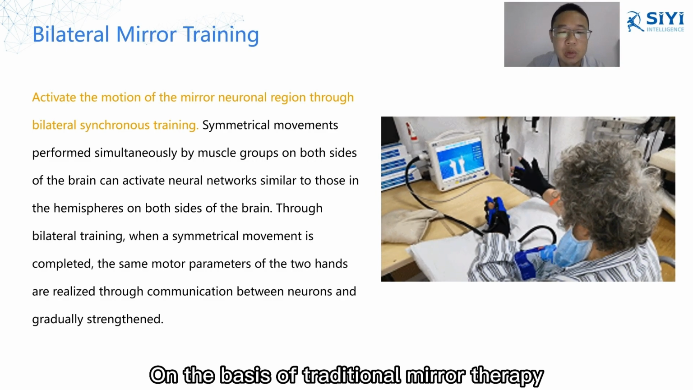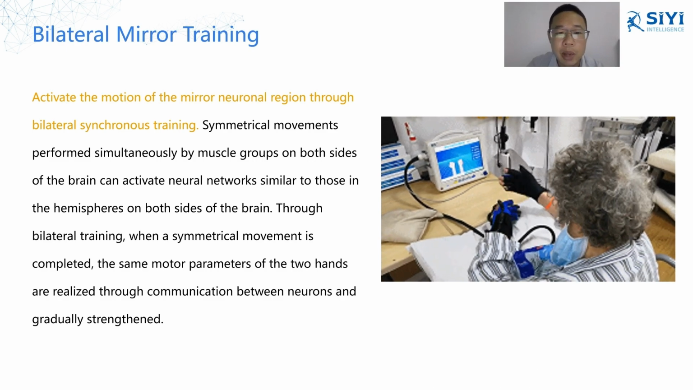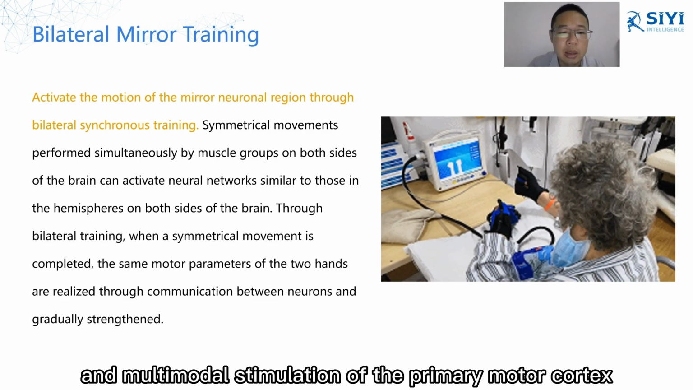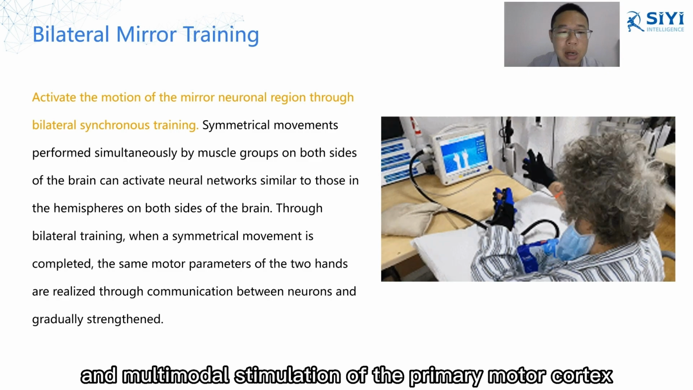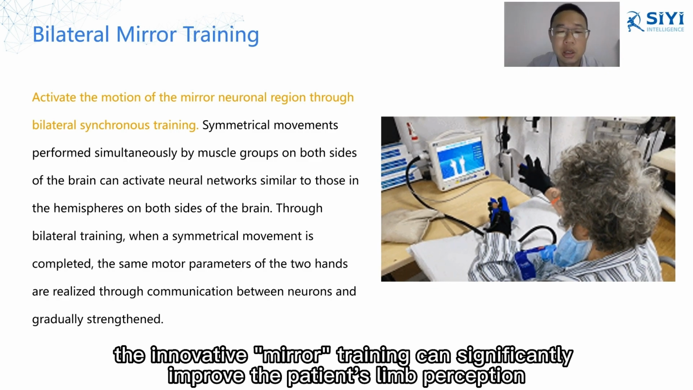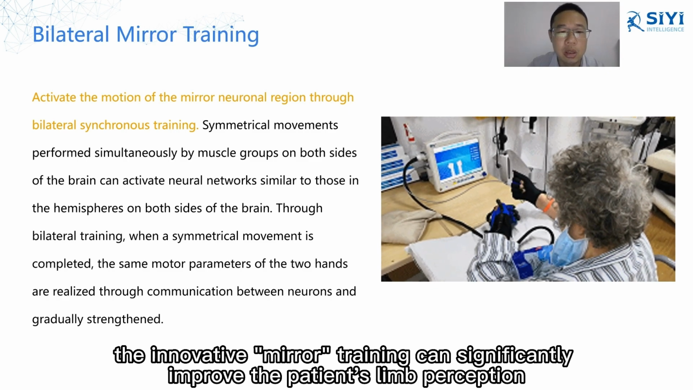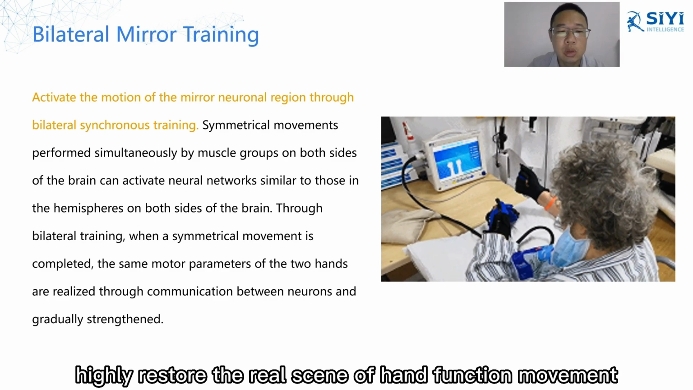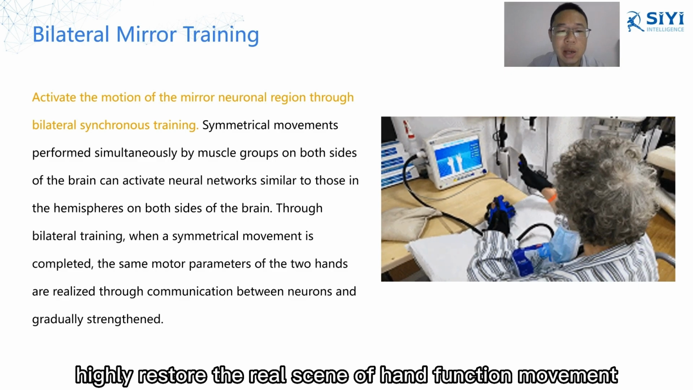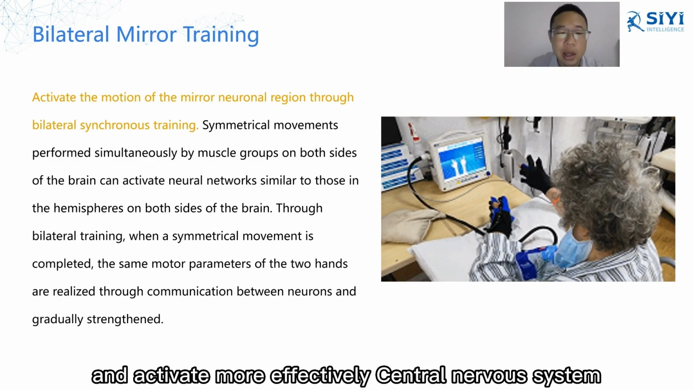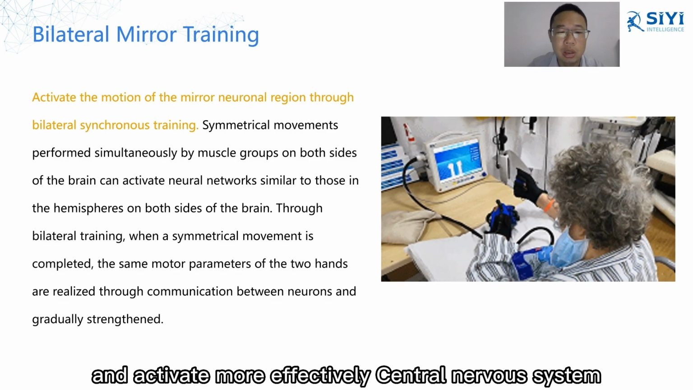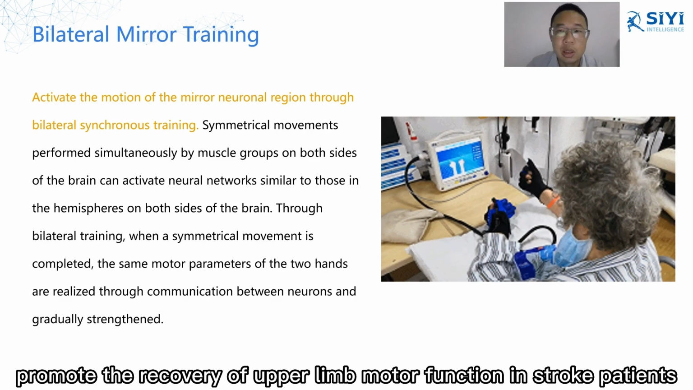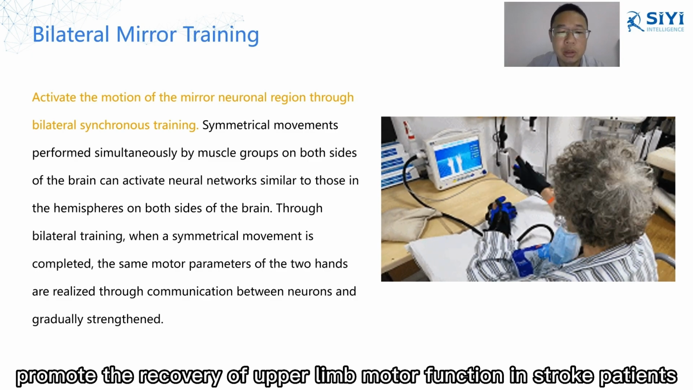On the basis of traditional mirror therapy, by adding real tactile stimulation, auditory stimulation, and multimodal stimulation of the primary motor cortex, the innovative mirror training can significantly improve the patient's limb perception, highly restore the real scene of hand function movement, and activate the central nervous system more efficiently. Promote the recovery of upper limb motor function in stroke patients.